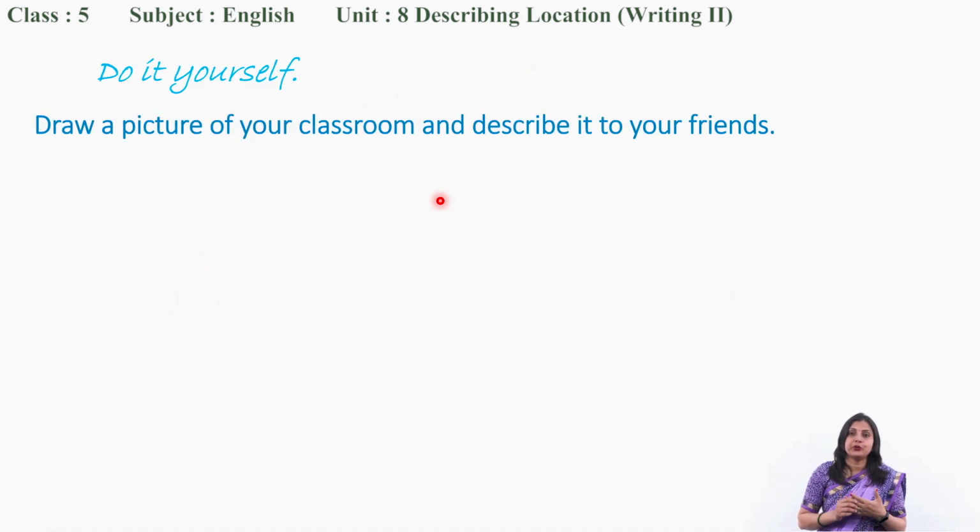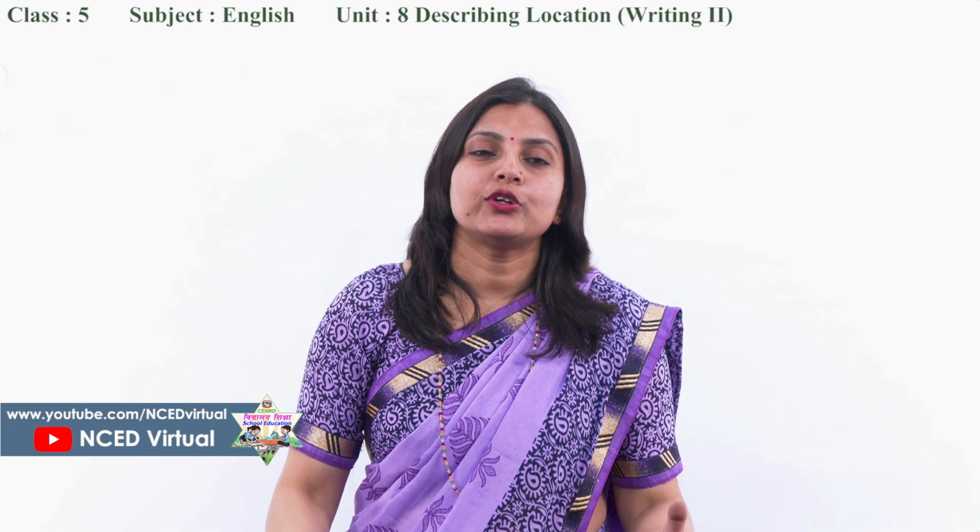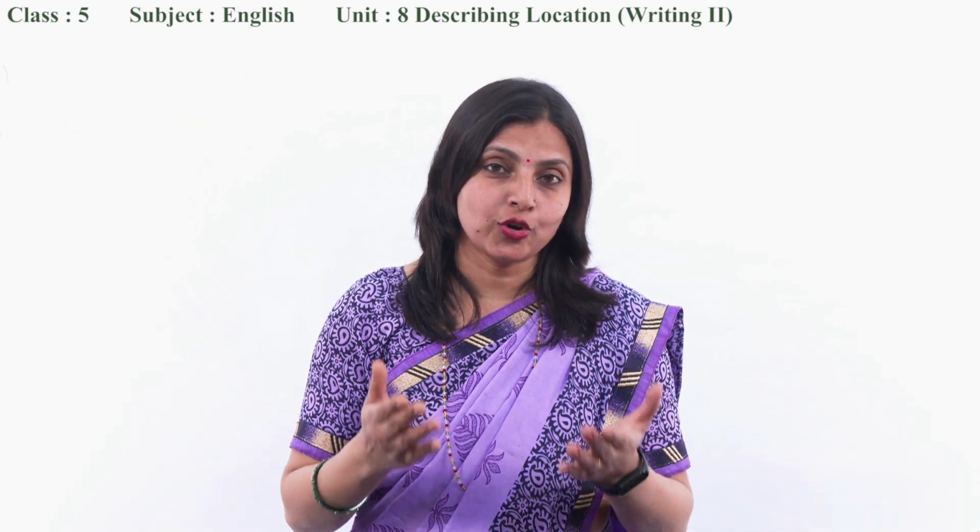Okay, so what you have to do is draw a picture of your classroom and describe it to your friends. Your friends are also in your classroom, but you can have some other friends who are not from the same class like you, like your friends in your neighborhood or your pen pals, means your later friends, right? So what you have to do is draw a picture of your classroom and describe it, how it is, what things are there, where those things are located. Everything you have to include.